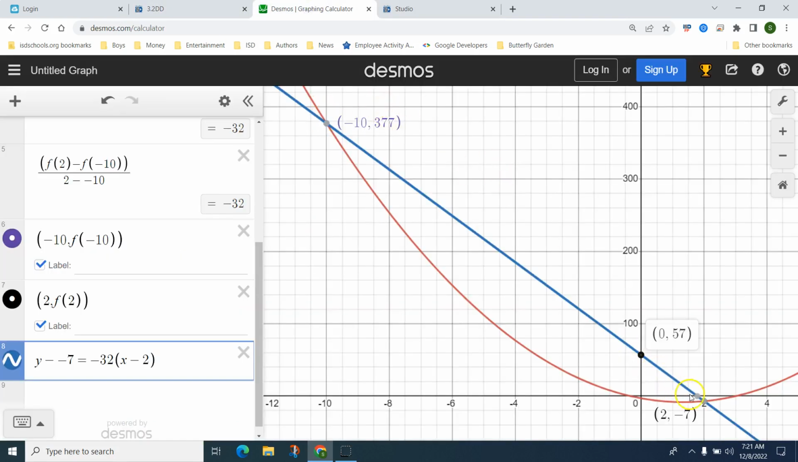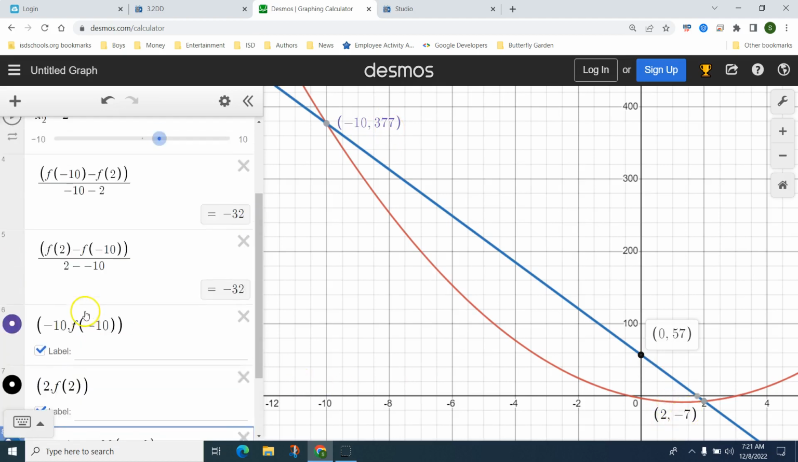First point, second point. Notice right here, I did not have to find my y value, I just put my ordered pair in. The f function is a fancy way of saying y. All right. I typed in f of negative 10, and right here where I showed my work, I have my ordered pair, negative 10, 377, 2, negative 7.